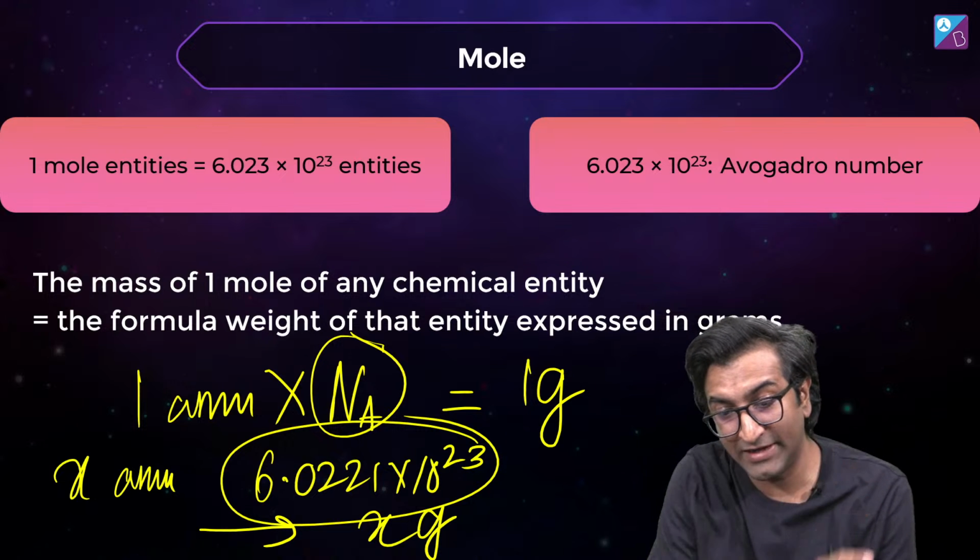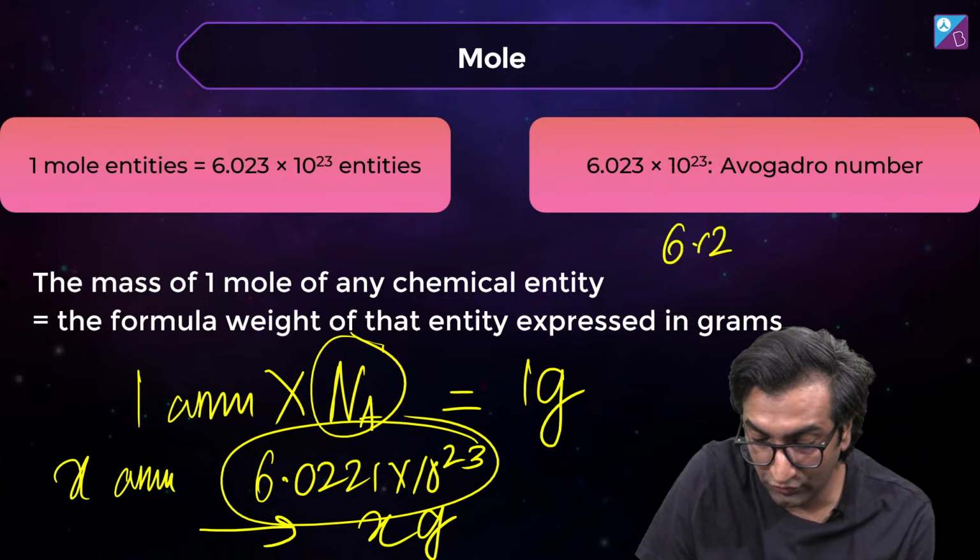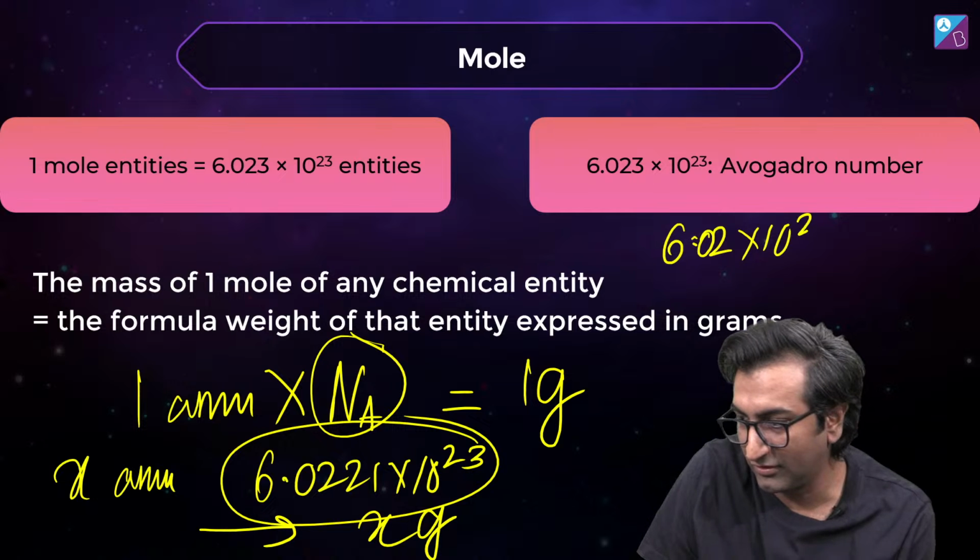Take that 6 to the other side. You get 6.02 into 10 power 23.